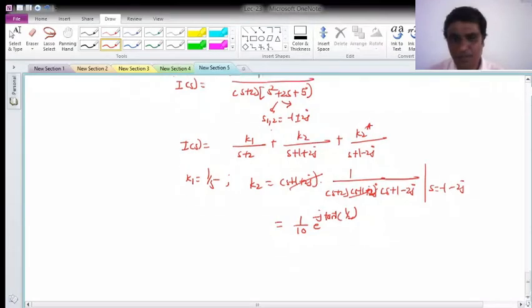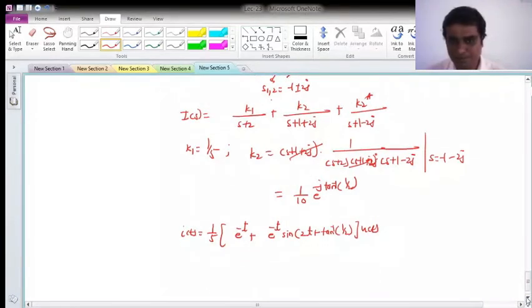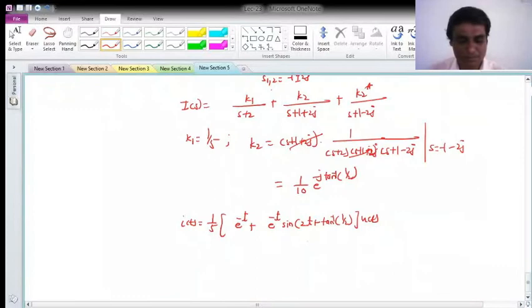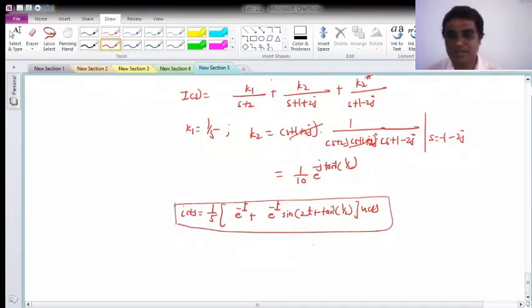2 coming. Okay, and now we already know that you can write it in the short form directly as 1/5 of e raised to minus t plus e raised to minus t into sine of 2t plus theta, that is tan inverse of 1 by 2, into u of t. Okay, so that way you can solve. There may be a multiplier constant here and there, you can check it out.